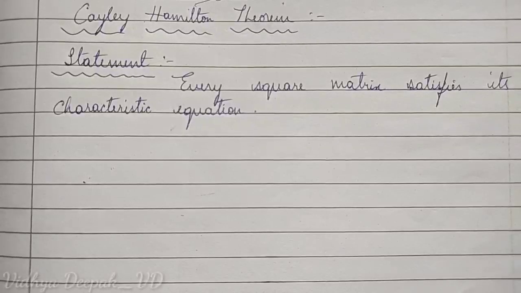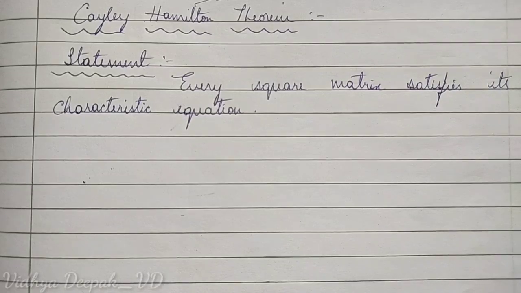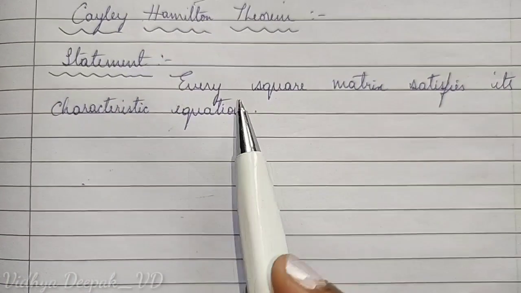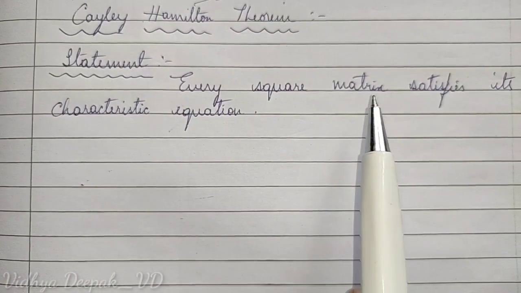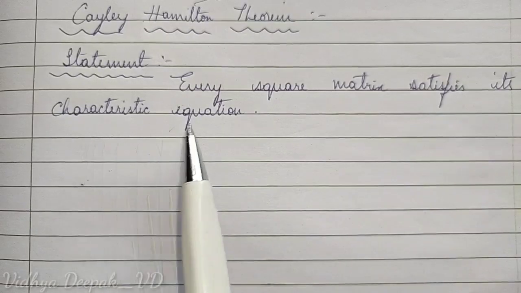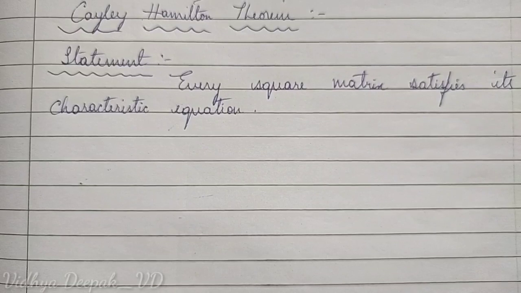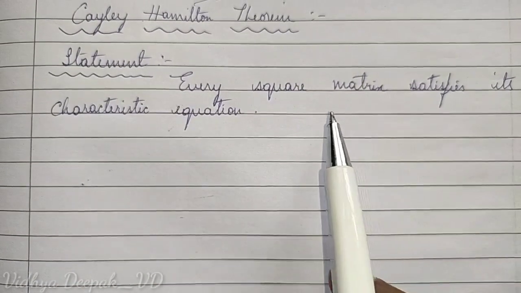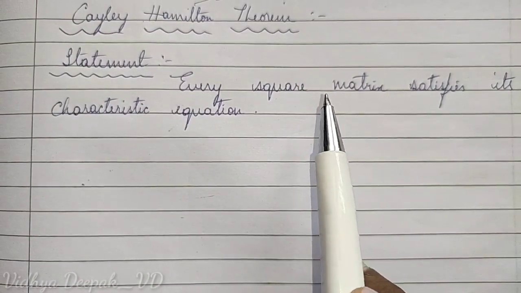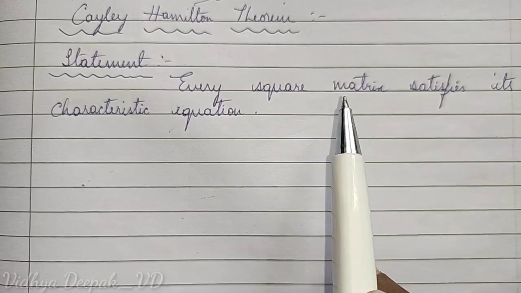Hello everyone. So today let's learn the proof of Cayley-Hamilton theorem. Statement: the theorem statement is every square matrix satisfies its characteristic equation. Okay, so how to prove this? All of you know what is a square matrix, right? The number of rows should be equal to the number of columns.